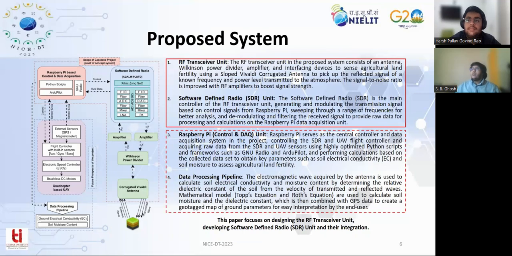The signal is transmitted and received, and the signal to noise ratio is improved with RF amplifiers to boost the signal strength. The software defined radio unit is the main controller of the RF unit, so that we can set the frequency at which we are emitting the EM waves. It is in turn controlled by a Raspberry Pi based data acquisition and control unit using the blocks of GNU Radio.